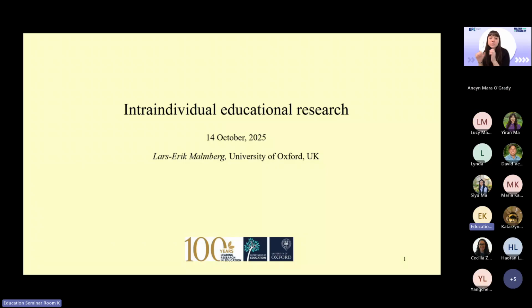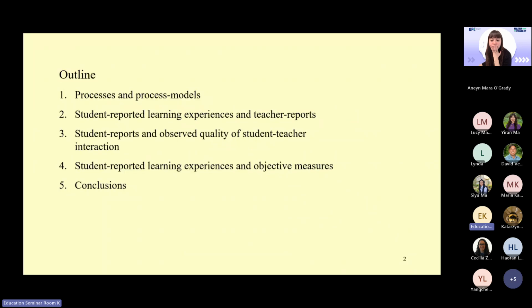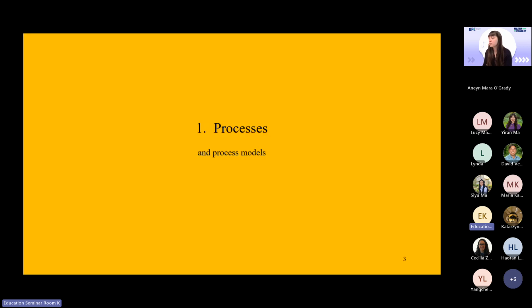Years to collect and model and interpret intra-individual data, or intensive longitudinal data, as it's also called. So I've set up the presentation in different parts. We're going to start with what a process is, then see how we can model this, so a bit of statistics, and then look at some empirical findings of studies where we have both students and teachers reporting on the same event, and then also look at some links with objective outcome measures, and then conclude on further steps. So welcome all.